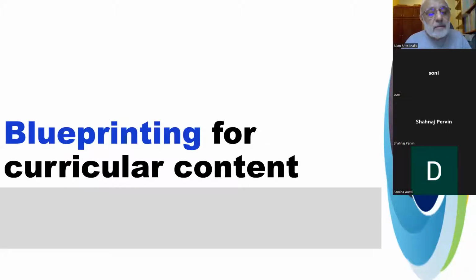So our next part is blueprinting for curricular content. As I mentioned earlier, this is the aspect which has been less emphasized in the literature, and not many papers are published on that. And I'm going to give you a clear picture of this aspect.